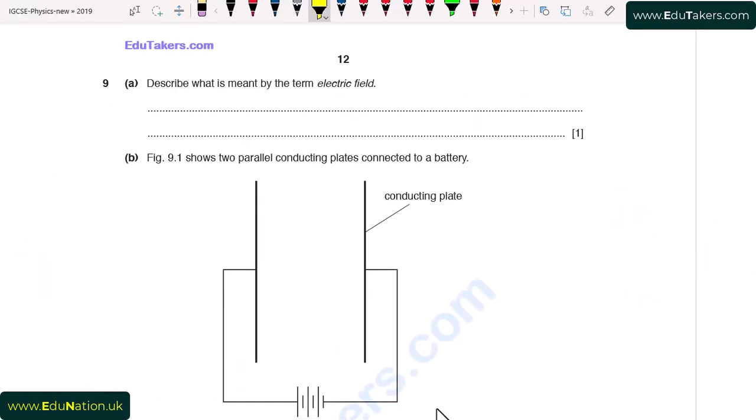Question number 9, part A. Describe what is meant by the term electric field. So electric field is the area or space where a charge experiences a force. So I write here, area or space where a charge experiences a force is called electric field.